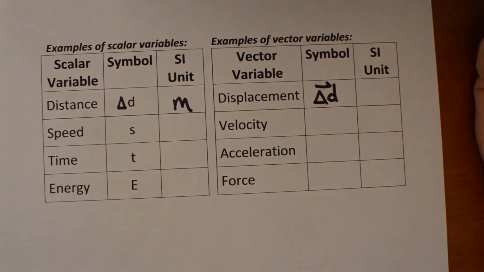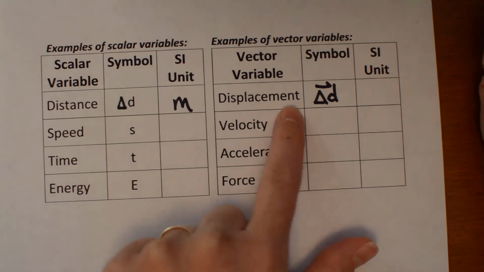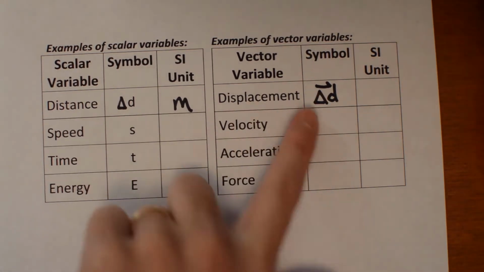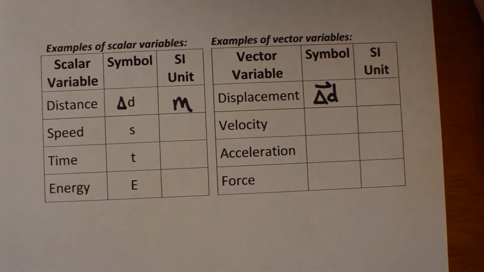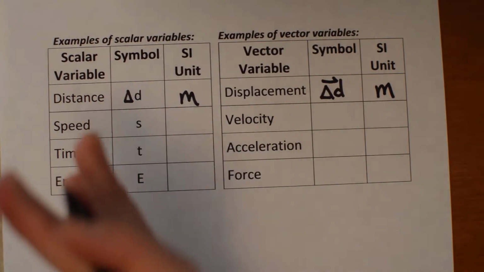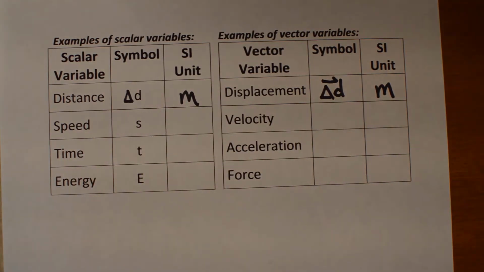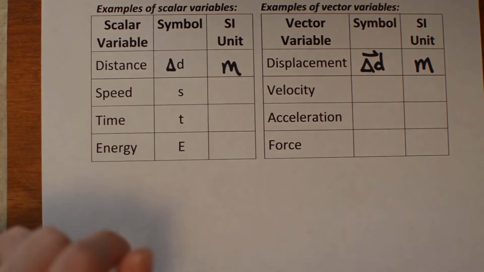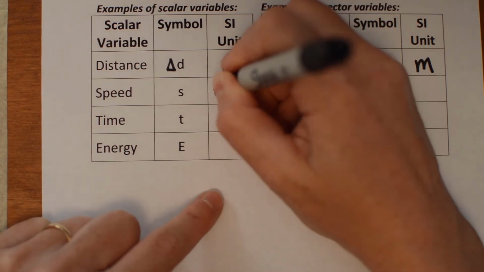So its symbol is actually also delta d. Both distance and displacement have delta d as their symbol, but you can tell them apart because displacement will have that little arrow on top. And the SI unit is of course meters too. It's still just a measurement of how far you've traveled. For speed, we use the symbol S for speed, and its units are meters per second.